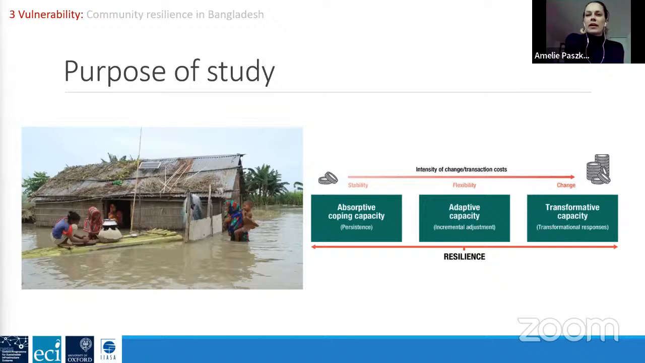So here we are defining resilience as a combination of absorptive capacity, which is where you cope with the impacts of the hazard time and time again, combining that with adaptive capacity, where you're incrementally adjusting to change, and transformative capacity, where it's more about the long-term changes. So transformative capacity at an individual or a community scale would be something like a change in your livelihood or your location.